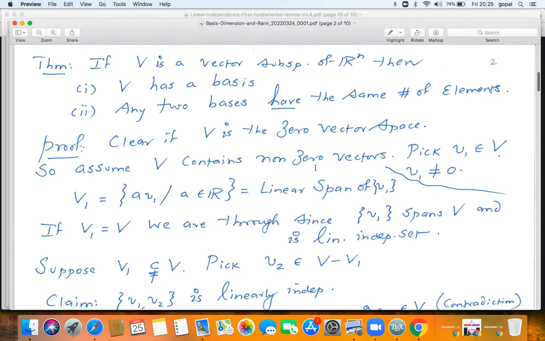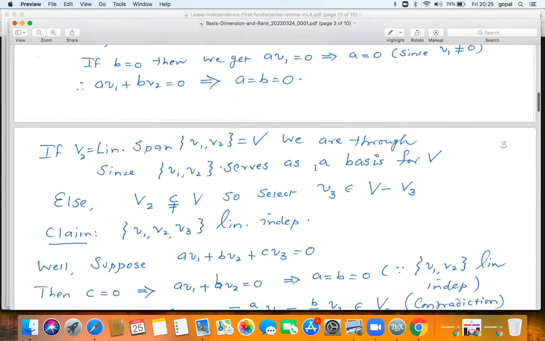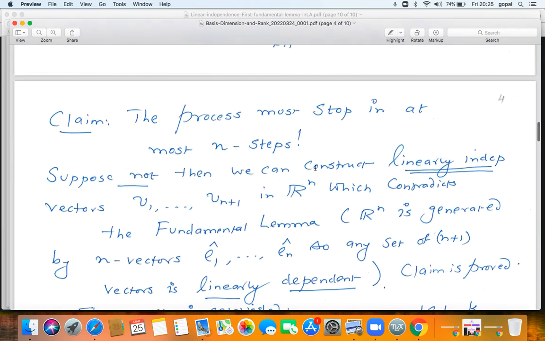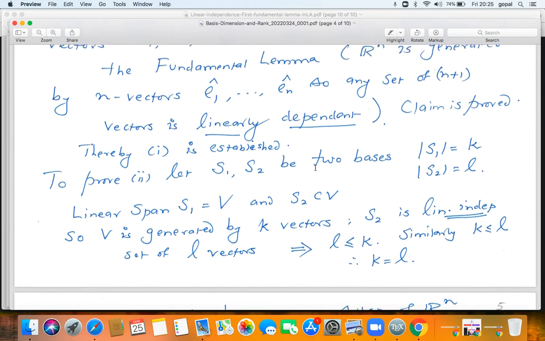That completes the proof of the first part of the theorem, namely that if V is a vector subspace of Rn, then V has a basis. Now, the basis is not unique, but its cardinality will be unique. Suppose that S1 and S2 are two bases for the same vector space. And suppose S1 contains K elements and S2 contains L elements.